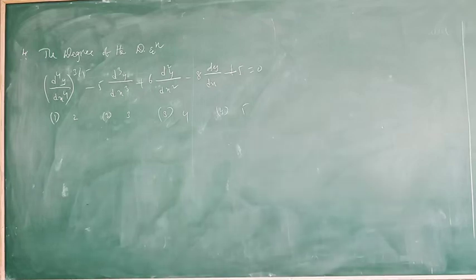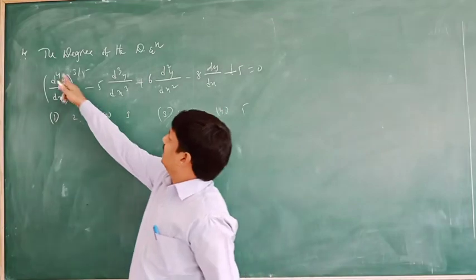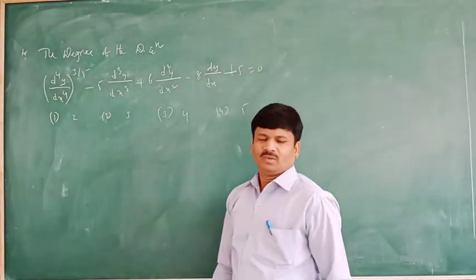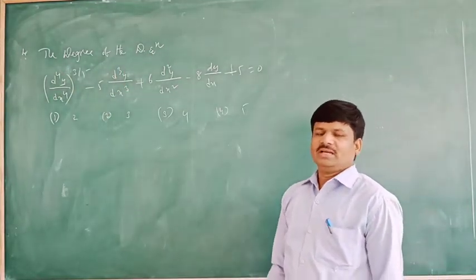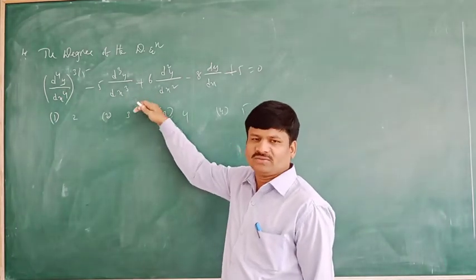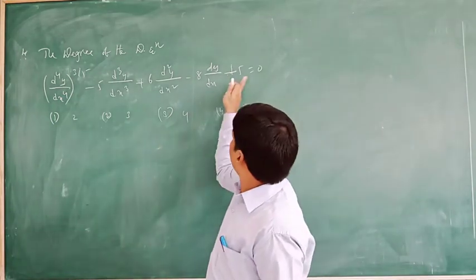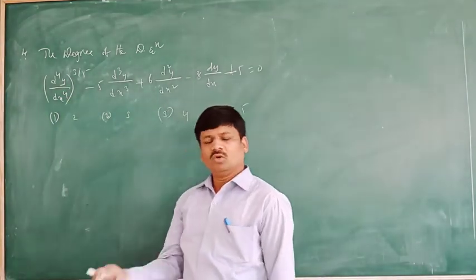Come to question number 4. In question number 4, what is given? The degree of the differential equation. Okay, he is asking degree, and you can recognize the order also. What is the order of the differential equation? Order means highest derivative. What is the highest derivative here? 4 is there. So 4 is the order.